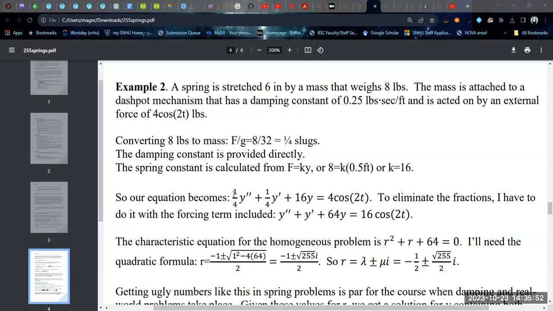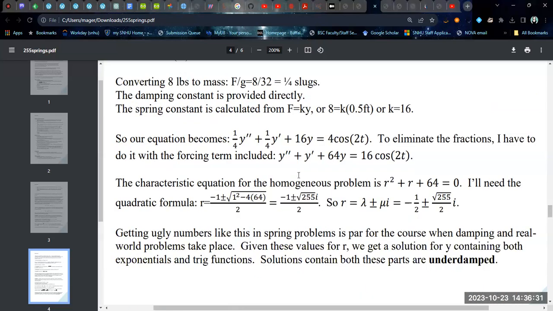So our equation then is going to become 1/4 y double prime, plus, from the slugs, 1/4 y prime from the 0.25 damping constant, plus 16y from the spring constant, equals our forcing of 4 cosine 2t. Now, if you want to eliminate the fractions to make the problem easier to work with, you need to do it after you set up your whole equation, because if you rescale this side of the equation, you also have to rescale the forcing function.